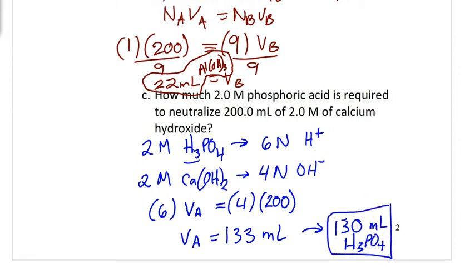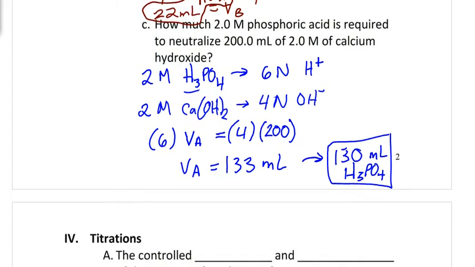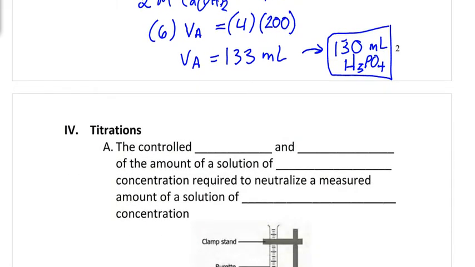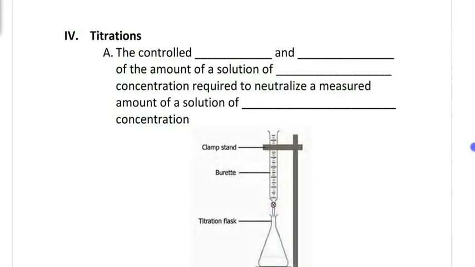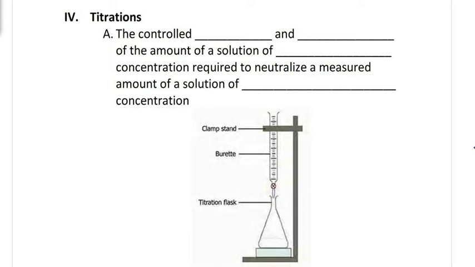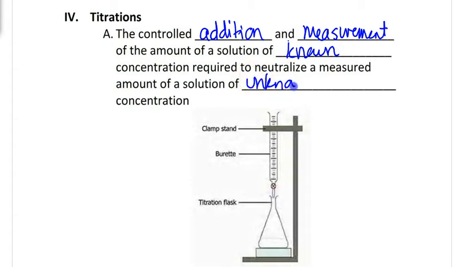Great. Okay, folks, we got one more thing we need to talk about. How would we use this in the lab? Well, the way we would do it is with a process called a titration. And you've actually done one of these with our last unit. A titration is the controlled addition and measurement of the amount of a solution of known concentration required to neutralize a measured amount of solution of unknown concentration.